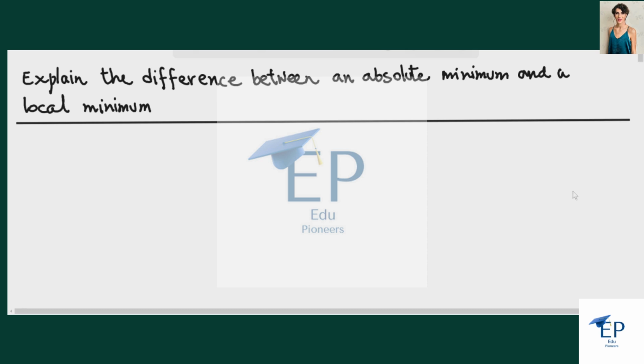We want to explain the difference between an absolute minimum and a local minimum. Basically, we are talking here about where we look at the function to talk about an absolute minimum and a local minimum.